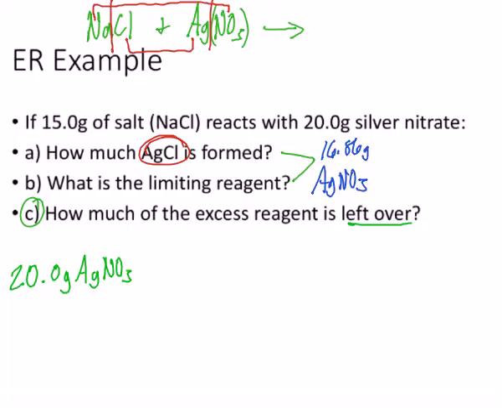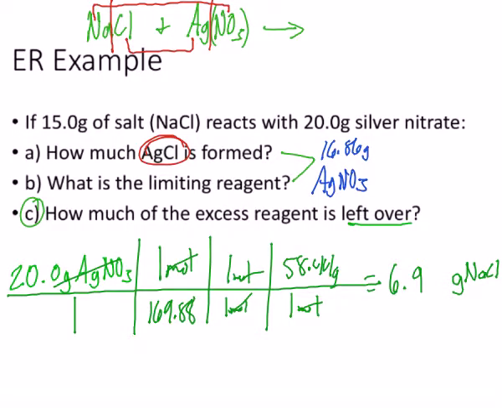All of that is completely consumed in this problem. It's all used up. So what we're going to do is we're going to take that amount, and we're going to see, okay, how much of our other reactant did it require to completely consume 20 grams of silver nitrate? So we're going to convert this number to grams of sodium chloride. So go ahead and do that next step right now. So guys, when you do this out, you get about 6.9 grams of sodium chloride.